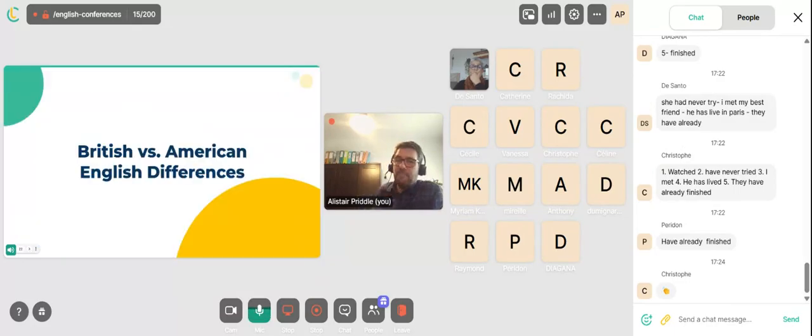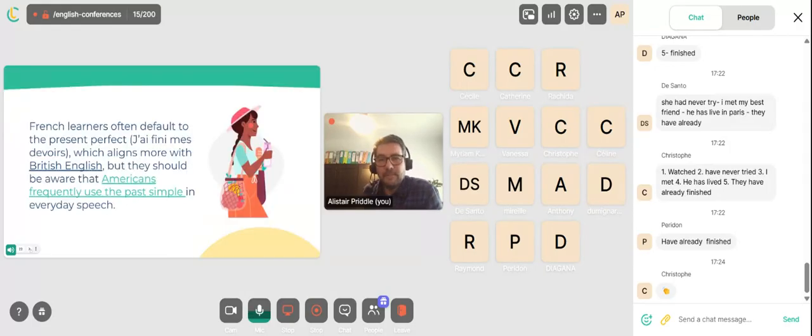So, British versus American English differences. As we've talked about earlier, French learners often default to the present perfect because of the similarity to how we speak in French. J'ai fini mes devoirs, okay, which aligns more with British English. But we need to be aware that Americans frequently use the past simple in everyday speech.